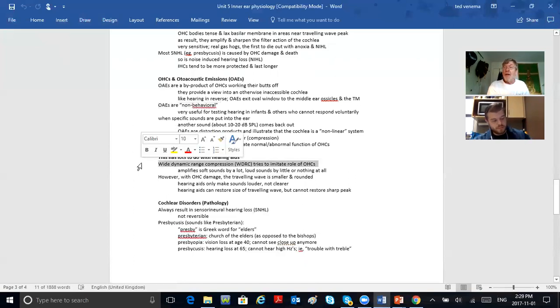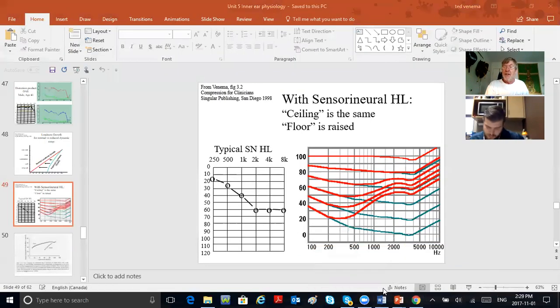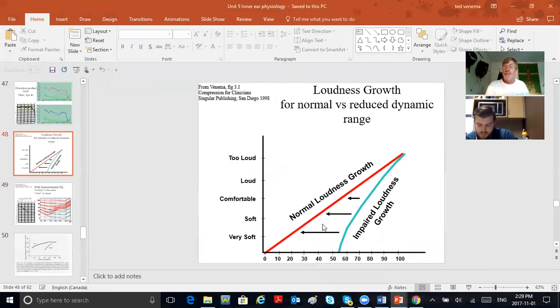Okay, this has a lot to do with hearing aids. Wide dynamic range compression. In other words, in English, outer hair cells amplify soft sounds. So what hearing aids try to do is they try to imitate outer hair cells. Because the outer hair cells amplify soft sounds below 50 dB, well, guess what? Hearing aids imitate that by doing this.